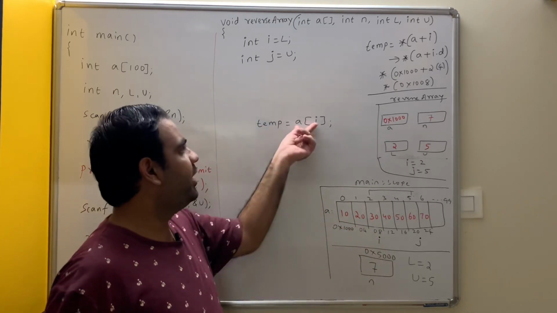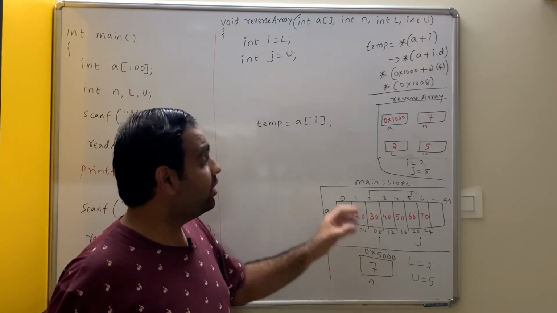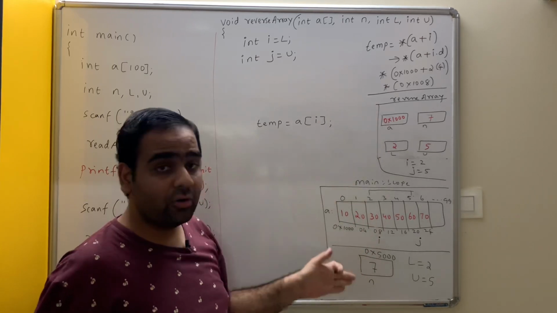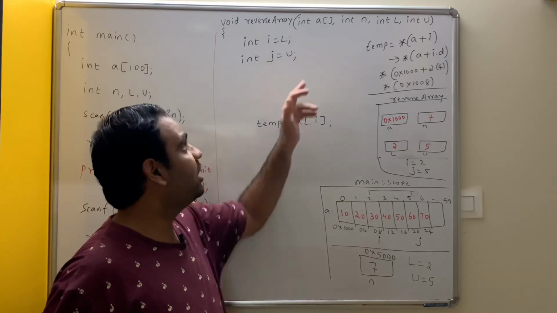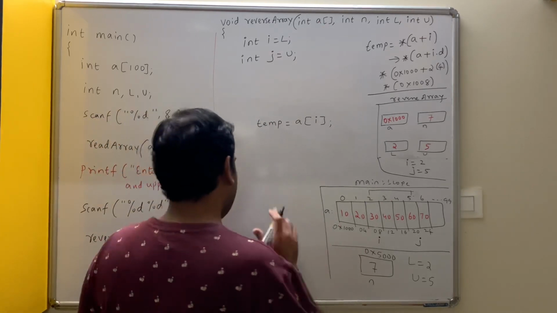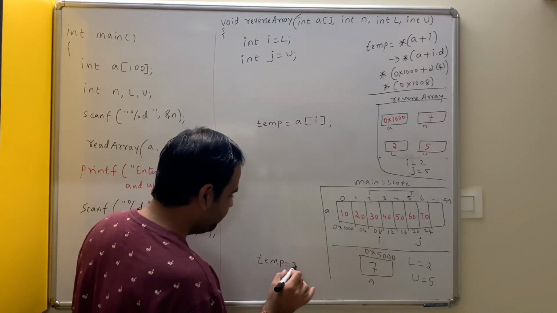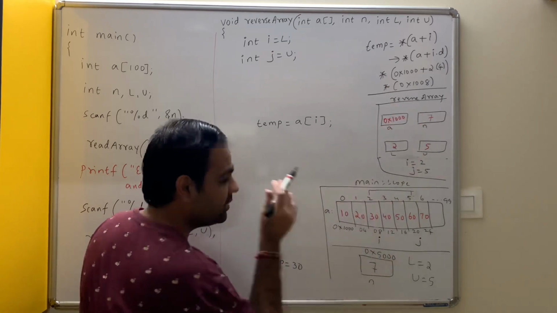Now if you want to say a of 2, this is a of 2, but you might get confused. Sir, we are in the reverse array function. How did we go to the main function? Because arrays are passed by reference or by address. Hence, what will the value of temp now become? The value of temp will become 30. Star 1008 is nothing but 30.